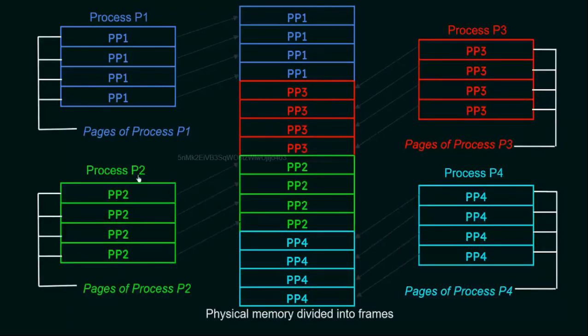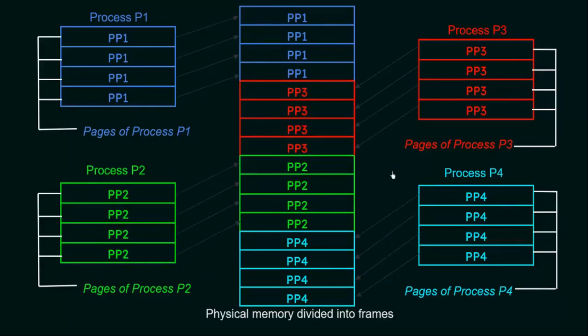And then the next process to arrive after P3 is P2. So the 4 pages of P2 are now stored into these 4 frames of the physical memory. And similarly, process P4 was the last to arrive, so the pages of P4 are stored into these last 4 frames of the physical memory. So this is how the pages are allocated different frames in the physical memory. So this is the basic of paging.